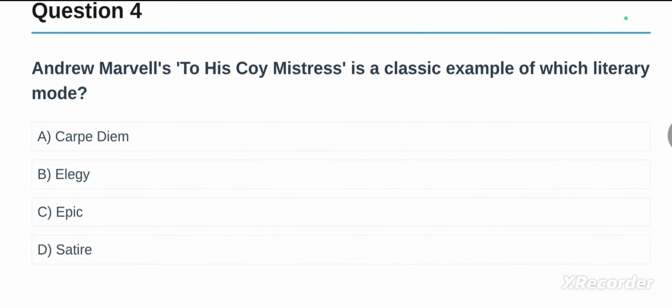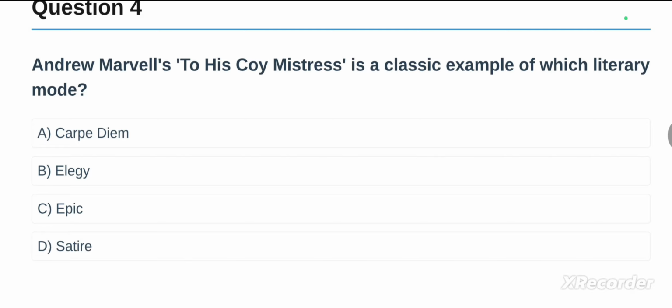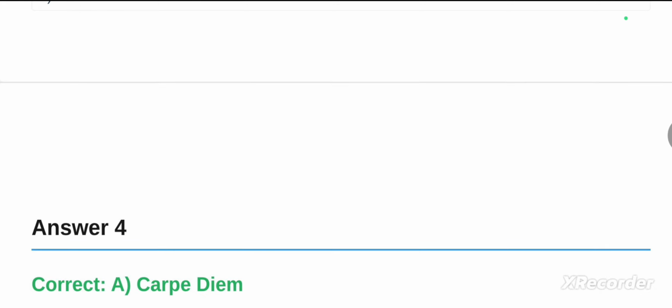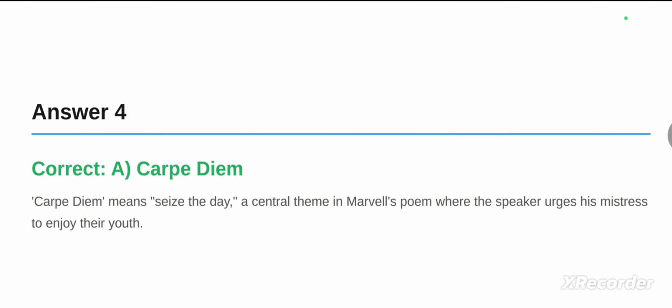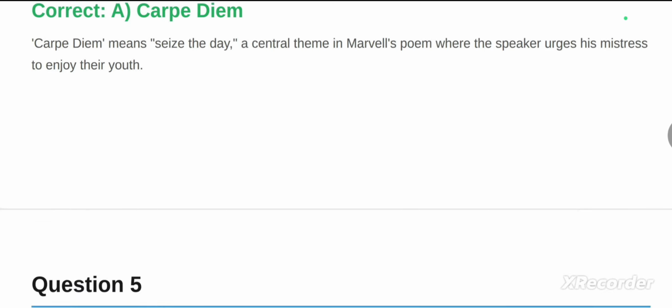Question number 4, and this question is also from metaphysical poets. Andrew Marvell's To His Coy Mistress is a classic example of which literary mode? And the answer is Carpe Diem. And the Carpe Diem's English meaning is seize the day. A central theme in Marvell's poem where the speaker urges his mistress to enjoy their youth.